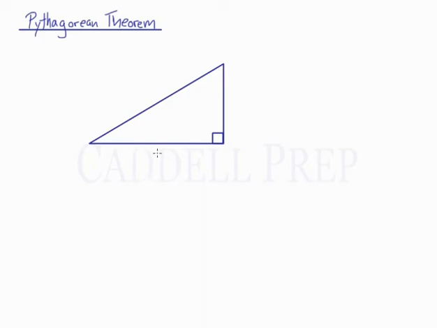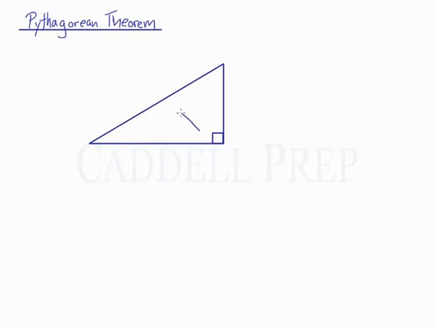In this lesson, we're going to review Pythagorean Theorem. Very important is that Pythagorean Theorem is only used for right triangles. First, let's go over this right triangle and some of the important names of the sides.